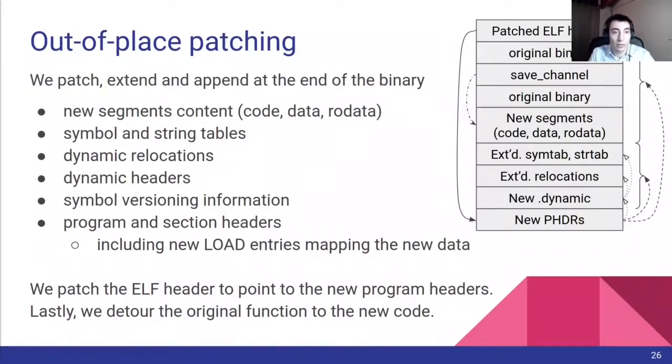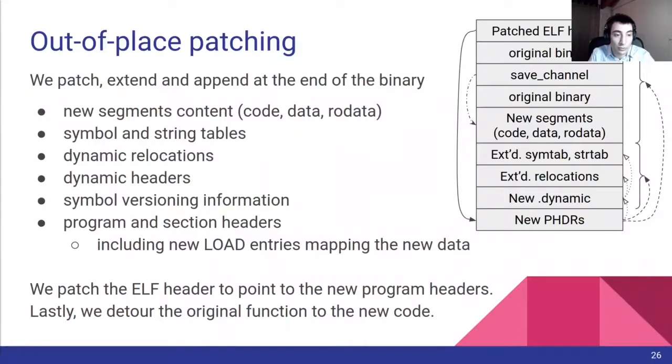We also take the original relocations, and extend them with the new relocation that are needed to import the new symbols from the dynamic library that we're importing, and we place them at the end as well. Same thing goes for the dynamic headers, which we now need to fix to point to the new patch information. We also need to patch the symbol versioning information and to create new program headers and section headers which map and point to the new data that we have patched.